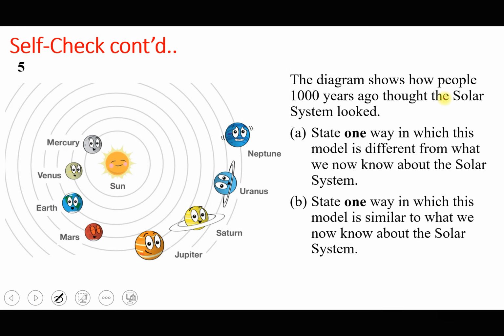The diagram shows how people 1,000 years ago thought the solar system looked. State one way in which this model is different from what we know about the solar system. State one way in which this model is similar to what we know about the solar system. Of course, our next part is going to be the solar system. And I think I misplaced this question here. I should have placed it under the solar system, but that is very fine. Let's meet in another topic. I mean, in another chapter, in another part of space physics.